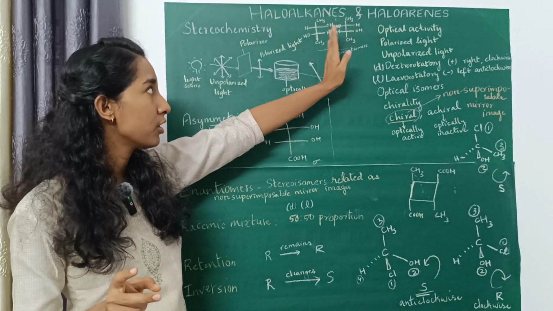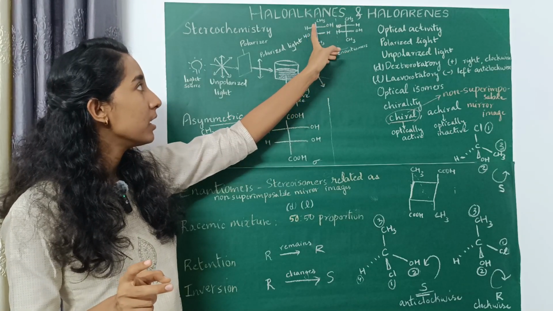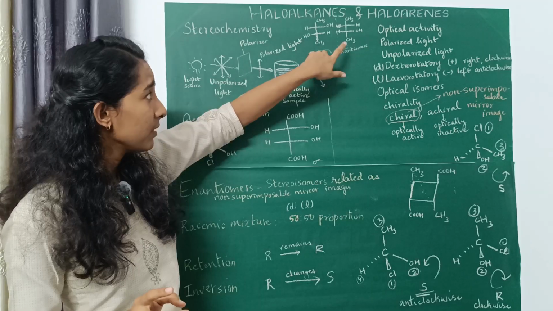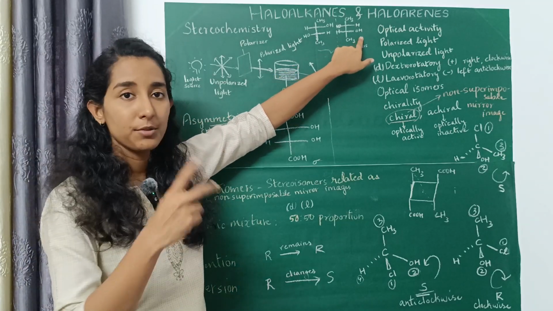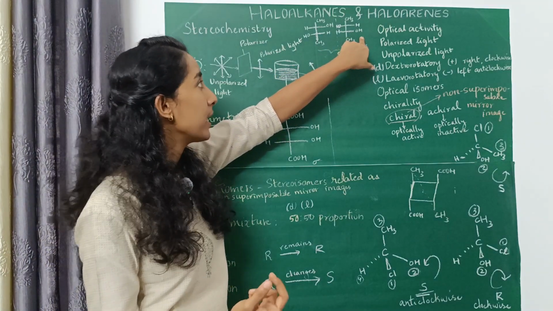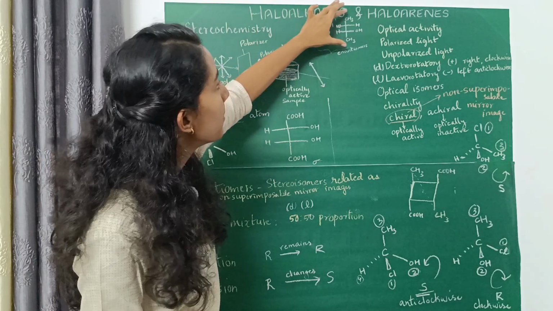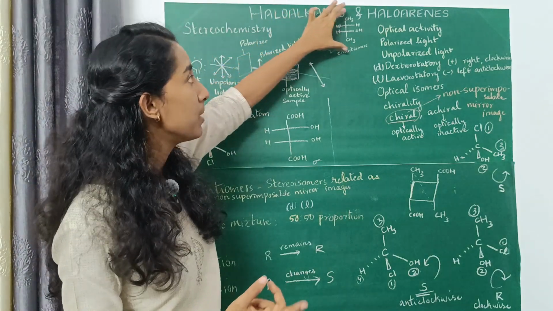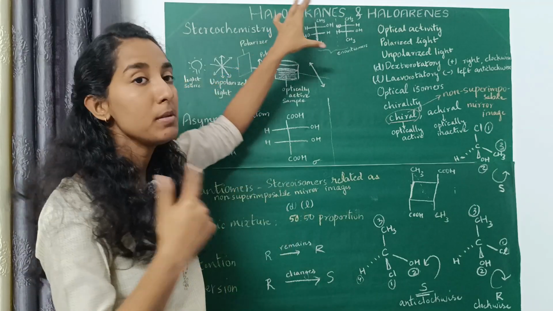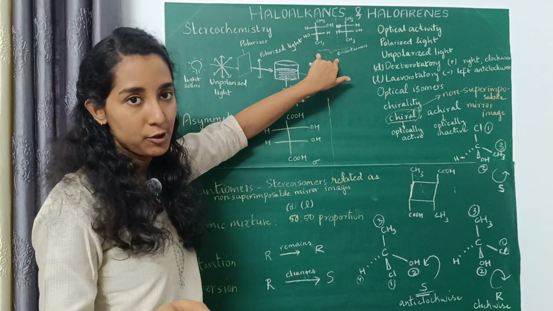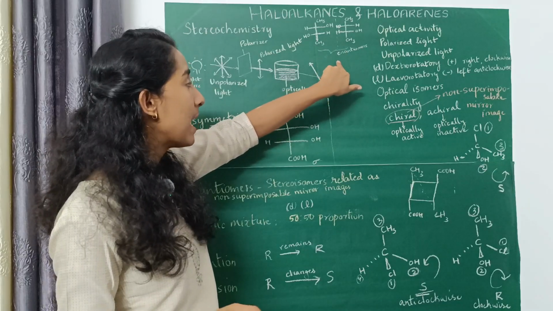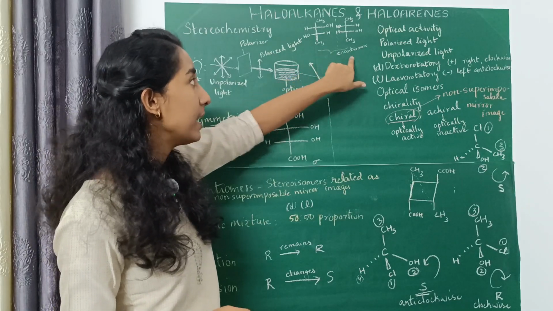So this is a Fisher projection of the compound. Here you can see this is a compound, and here I have drawn the mirror image on the right. Now if you superimpose this over this, you can see that it doesn't superimpose; it forms a non-superimposable mirror image. So basically these both are enantiomers. The mirror images are non-superimposable, so they are chiral, so they are enantiomers.